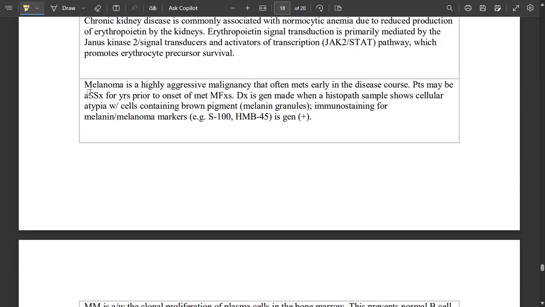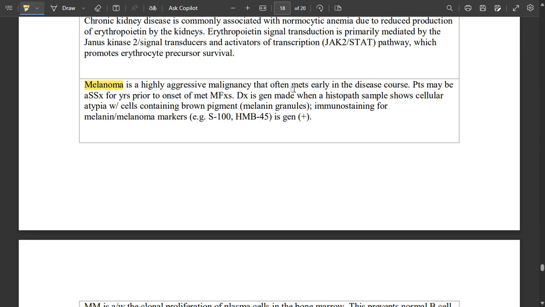Melanoma. So now let's talk about melanoma. Melanoma is a highly aggressive malignancy that often metastasizes early in the disease course. So melanoma is very dangerous. Patients may be asymptomatic for years prior to onset of metastatic manifestations.